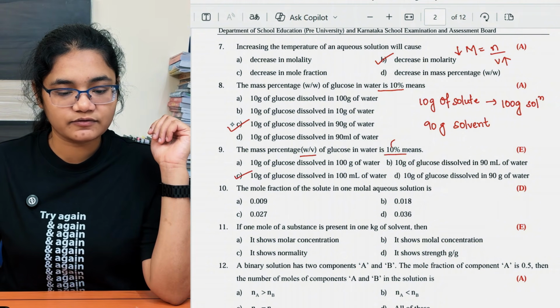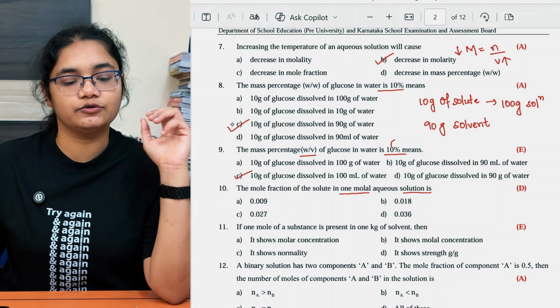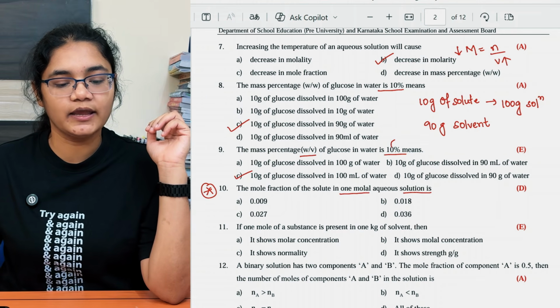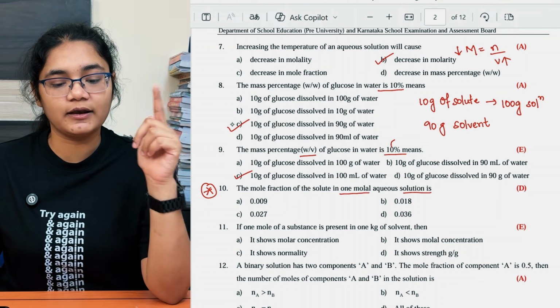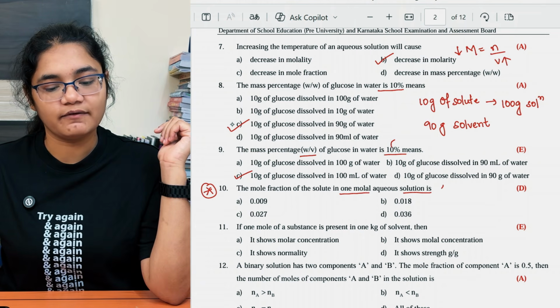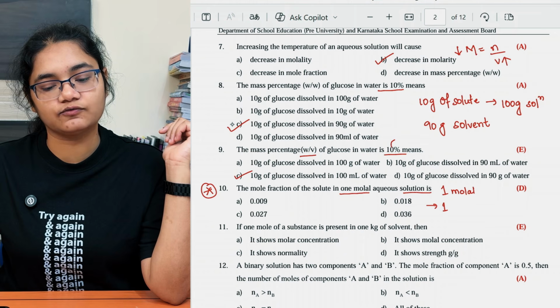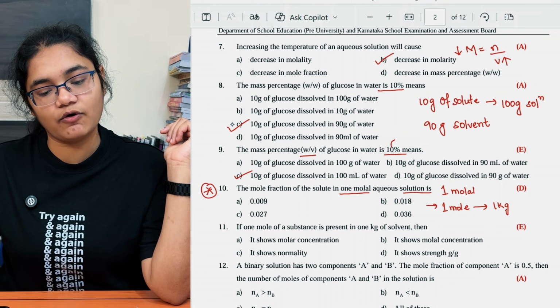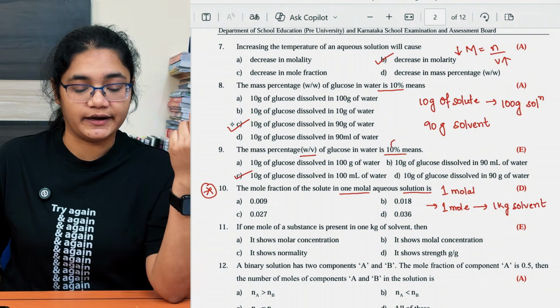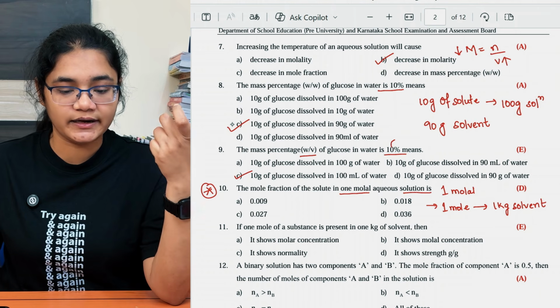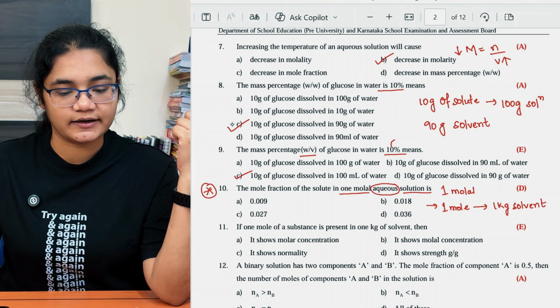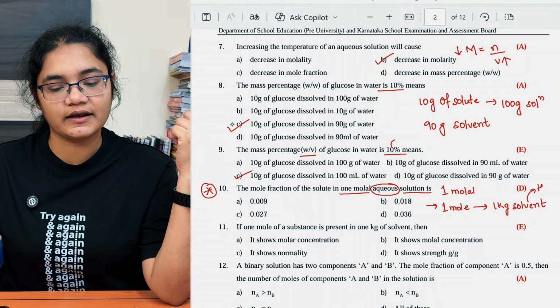Next, the mole fraction of the solute in 1 molar aqueous solution is. This is an important question. Now see, when I say 1 molar aqueous solution, that means what? It is 1 mole of solute in 1 kg of solvent, right? Now 1 kg of solvent means 1000 grams of solvent, and you can see it is aqueous written here, right? That means the solvent is none other than our water.